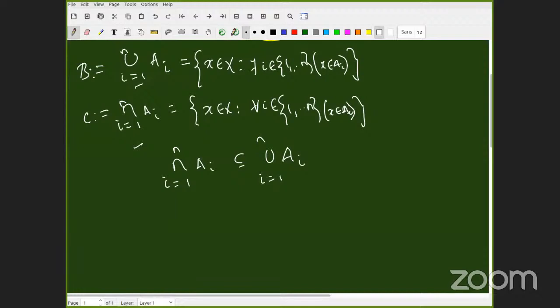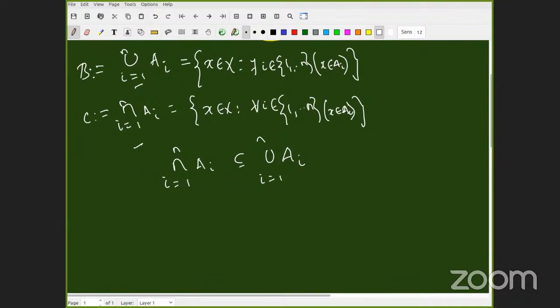But you have to be very precise. First step, fantastic. Let X belong to intersection. Therefore, the definition says for all I in 1 to n, X belongs to AI. But I should know that at least for some I, it is there. Can you say in particular it is there in some set?